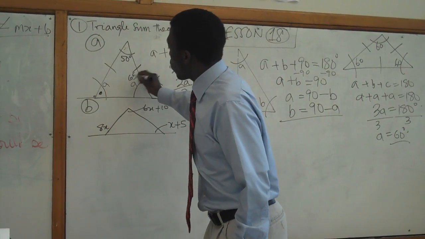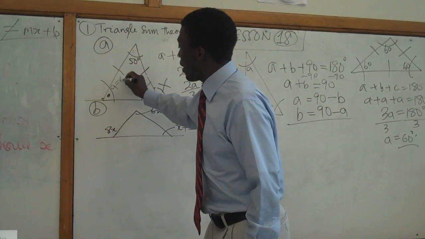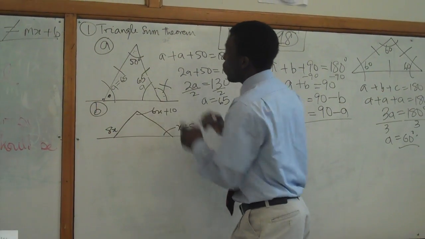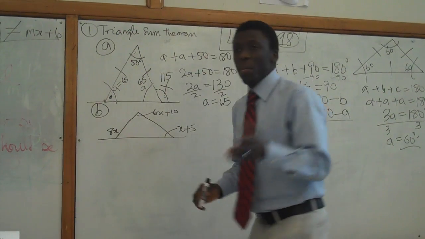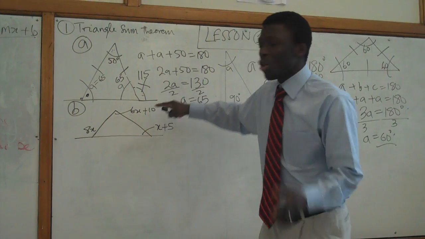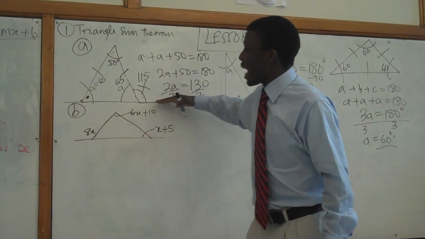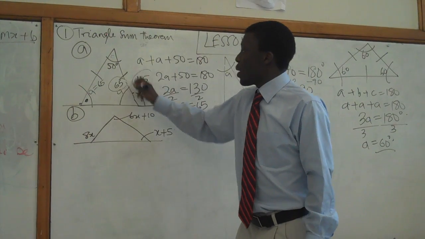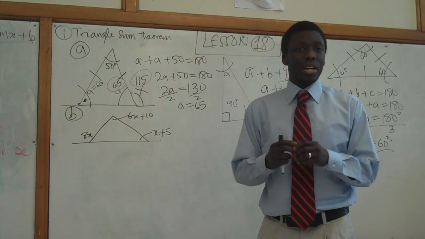So if A is equal to 65, and here A is equal to 65, of course, that means 50 plus 65 will add up to 115. But guys, this is what is interesting and the beauty of math. If you use another theorem, we know that an angle on a straight line is equal to 180 degrees. So 65 plus 115 has to add up to 180 degrees.